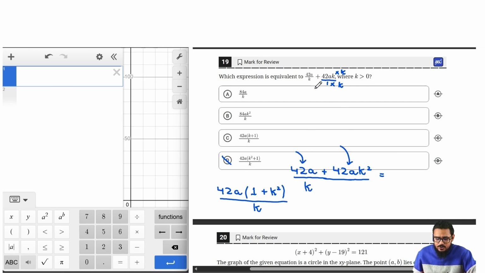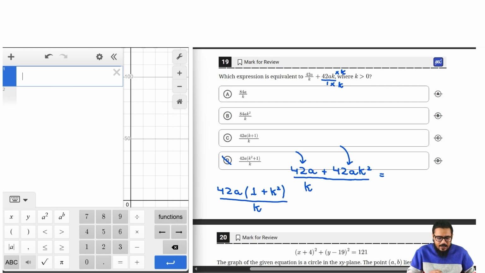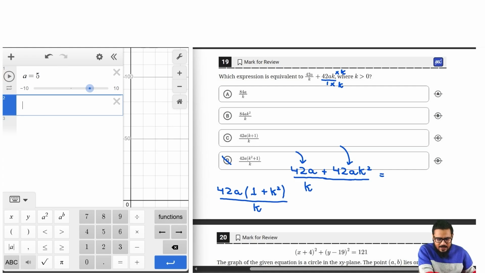But if you want to do this question differently, you can use this approach. If you want to do this question in Desmos, you can just define these constants a and k. Since the question says that k is a number greater than 0, I can type a as any number. Let's say a is 5. k has to be more than 0, so let's take k as 3. So I've just defined all the constants involved in the question.